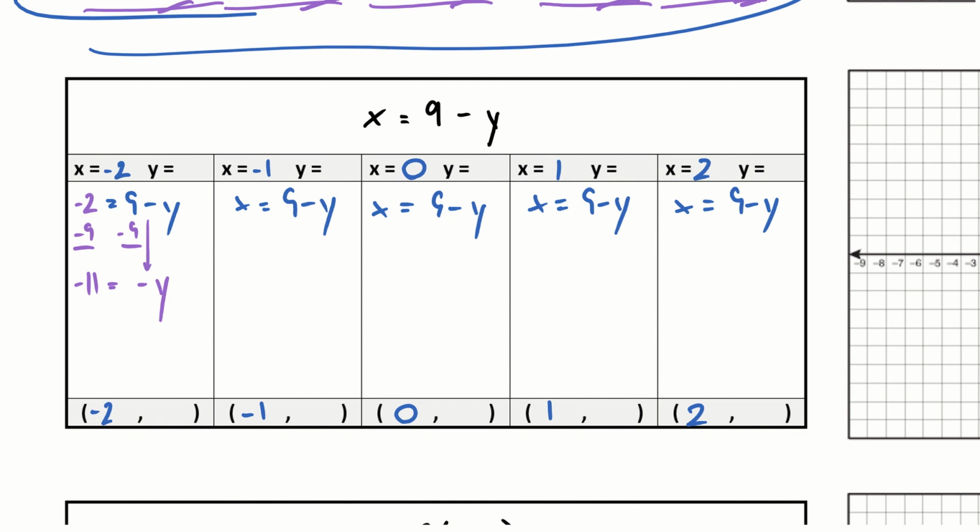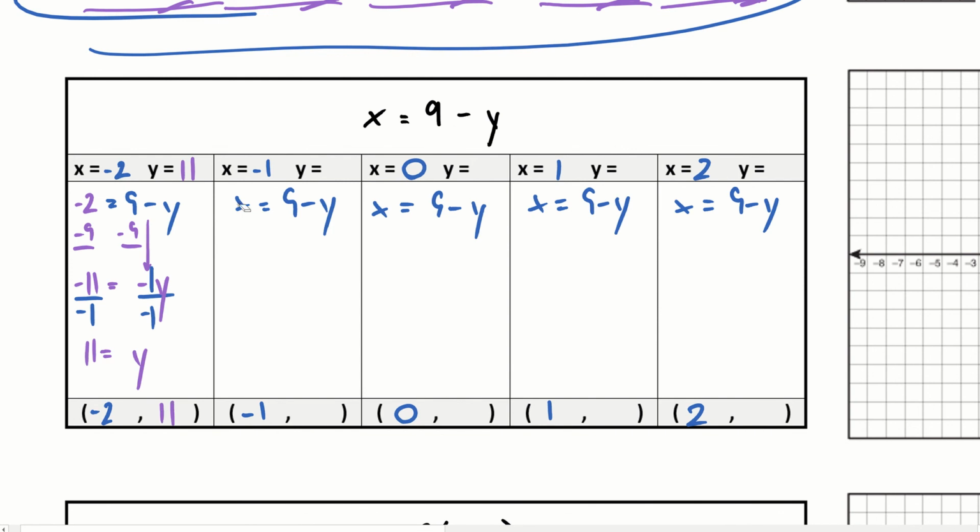So if negative 11 is equal to negative y, ladies and gentlemen, you cannot leave your answer as negative y. Oh no, you need a positive y. And remember, there is a phantom 1 right there, so that's technically negative 1y. So let's divide both sides by negative 1, because negative 1y is negative 1 times y, and the inverse operation of multiplying by negative 1 is to divide by negative 1. Negative 11 divided by negative 1 is positive 11, so positive 11 is equal to y. So when x is negative 2, y is 11.